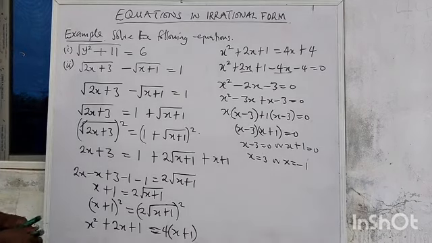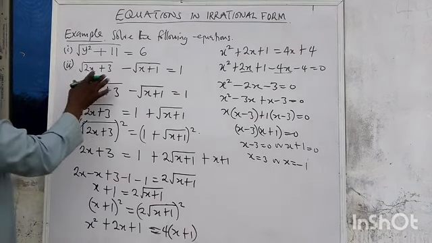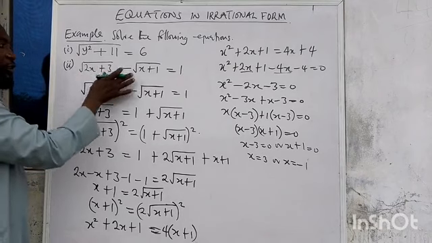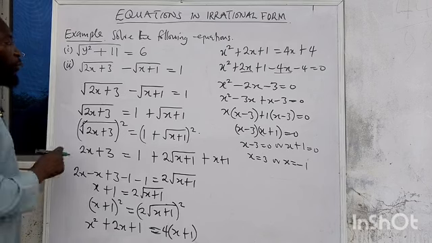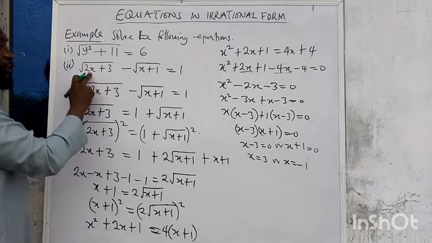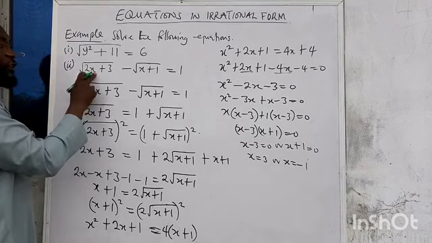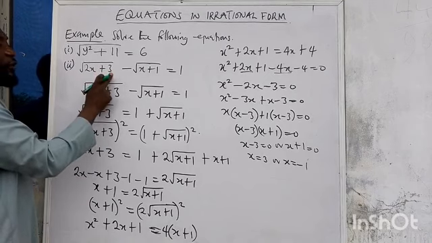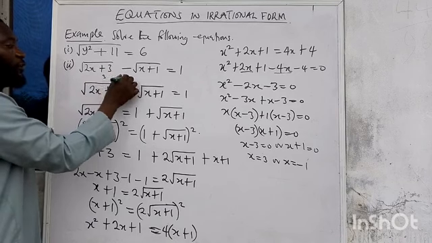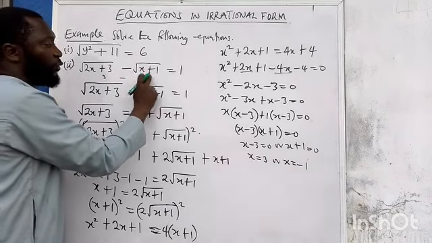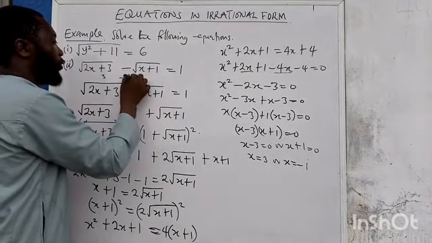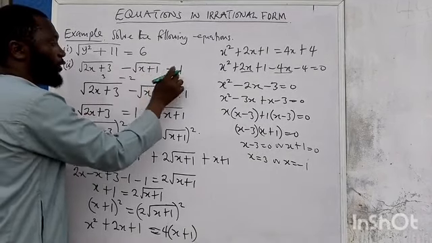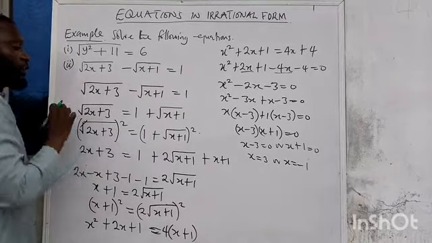When x equals 3, let's put it here to check if our result will be the same. Put 3 here, so that will be 2 times 3, that is 6. 6 plus 3 is 9. Square root of 9 will be 3. Minus, put 3 here, 3 plus 1 is 4. Square root of 4 is 2. 3 minus 2 is 1. Correct. Let's take the second value.